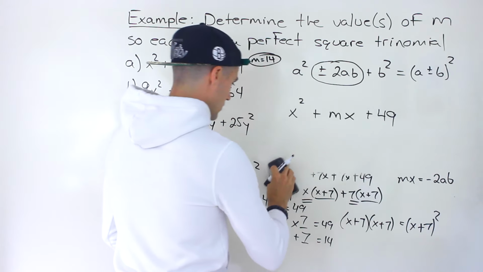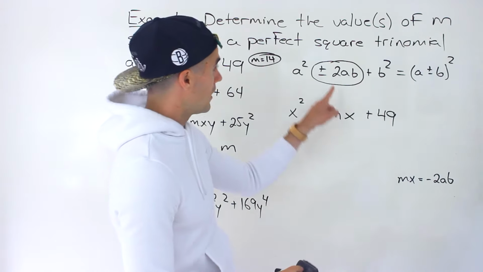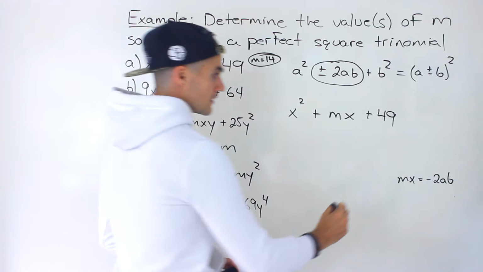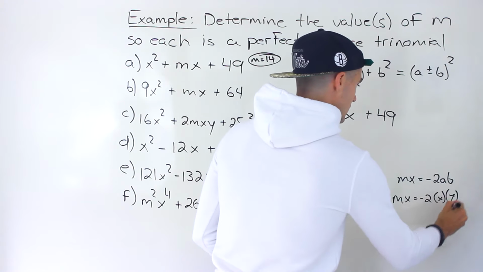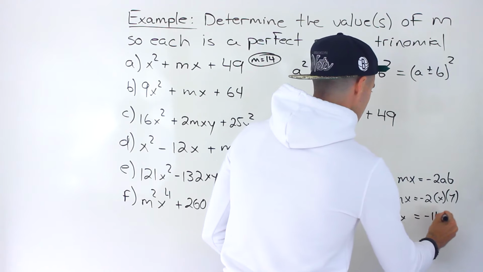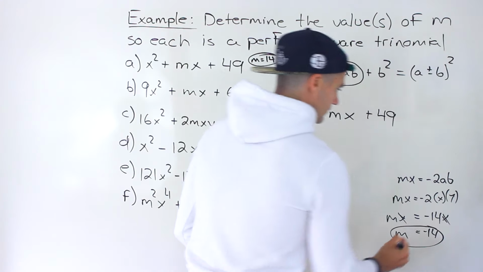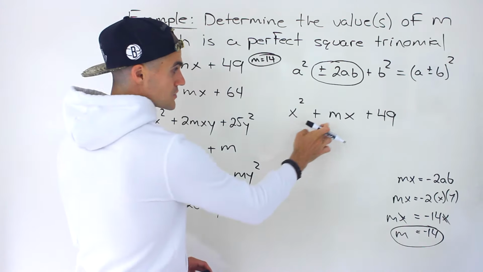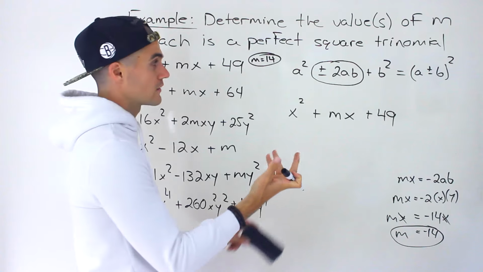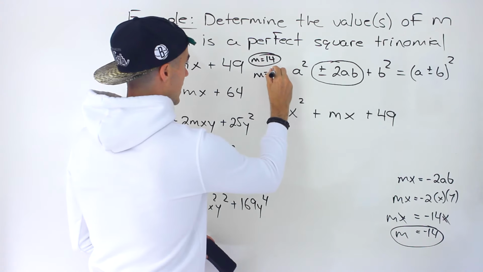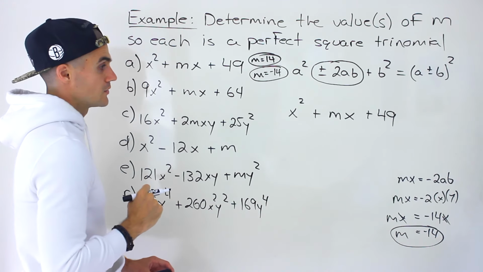as I mentioned, there's another potential because mx doesn't necessarily just have to equal positive 2ab, it could also be negative 2ab. Okay, and so we just follow the same process here. We know the a value is x, the b value was 7, so we end up with mx equaling negative 14x. Cancel those out. M is negative 14. So if this m value is negative 14, it would also be a perfect square trinomial. It would end up being x minus 7 squared. That's what it would factor to, right? So this is a case where there are multiple solutions for the m value. And that's pretty much it.